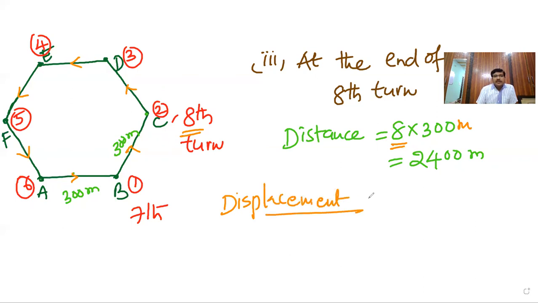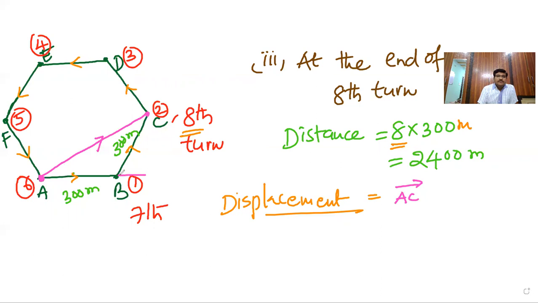Displacement at the end of the 8th turn. Now observe carefully. A was the initial point. At the 8th turn, C was the final point. So join initial to final. AC bar is the displacement. Displacement is AC bar, initial to final.